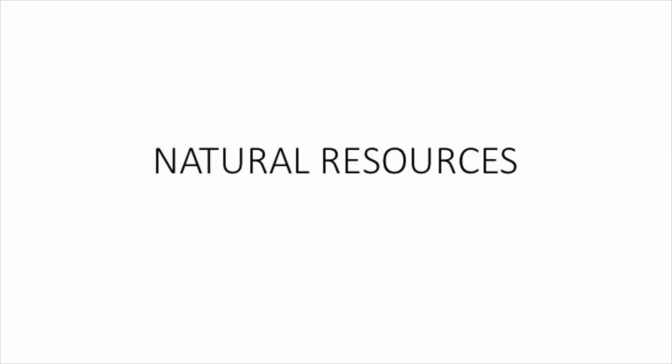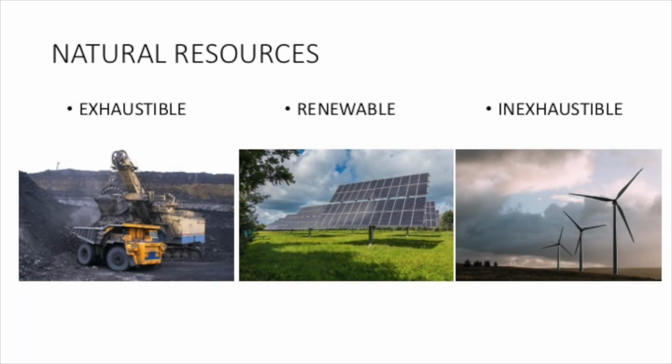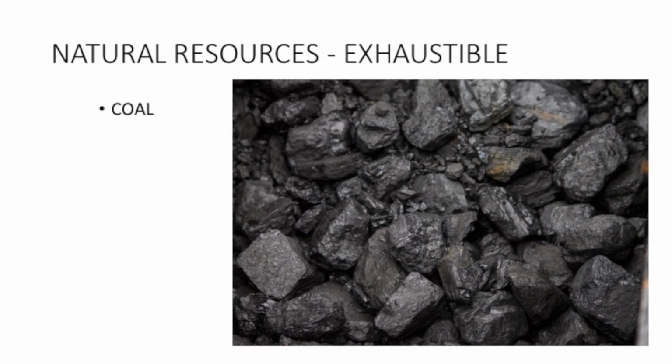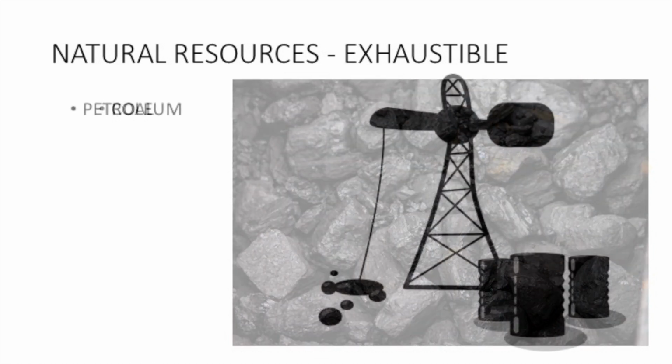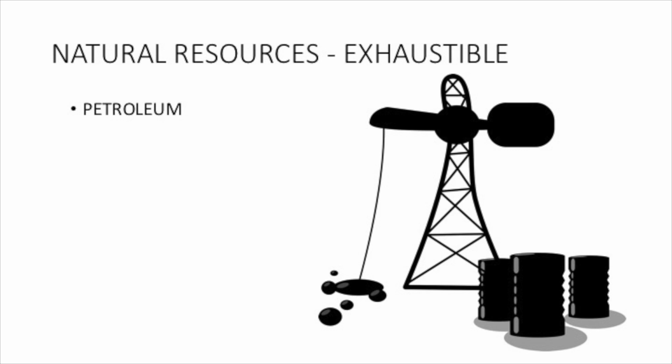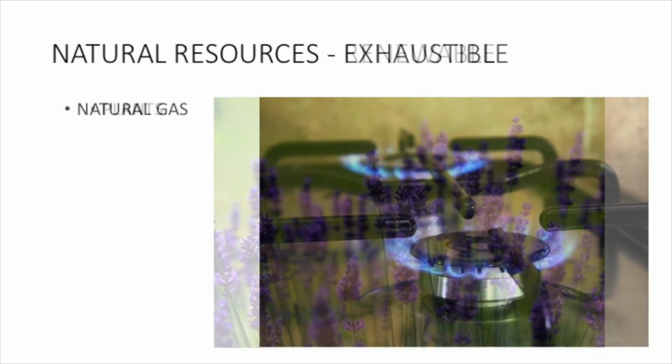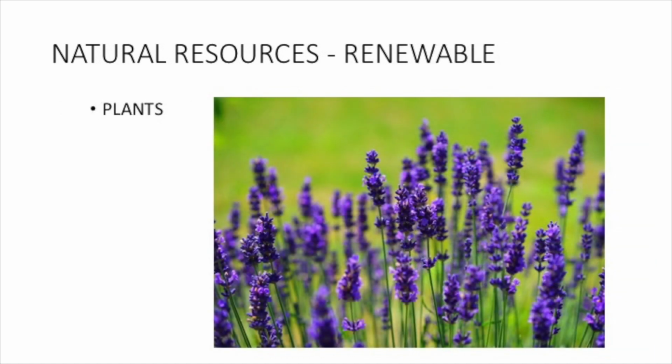And now, natural resources. We have exhaustible, renewable, and inexhaustible. Exhaustible means they will run out one day. Inexhaustible means they will never run out. So exhaustible natural resources include coal, petroleum. Yes, that's the oil that everybody puts in their cars to keep them going. Gas. And now renewable natural resources, plants. Yes, if we plant seeds, the plants will keep growing. So that's renewable.